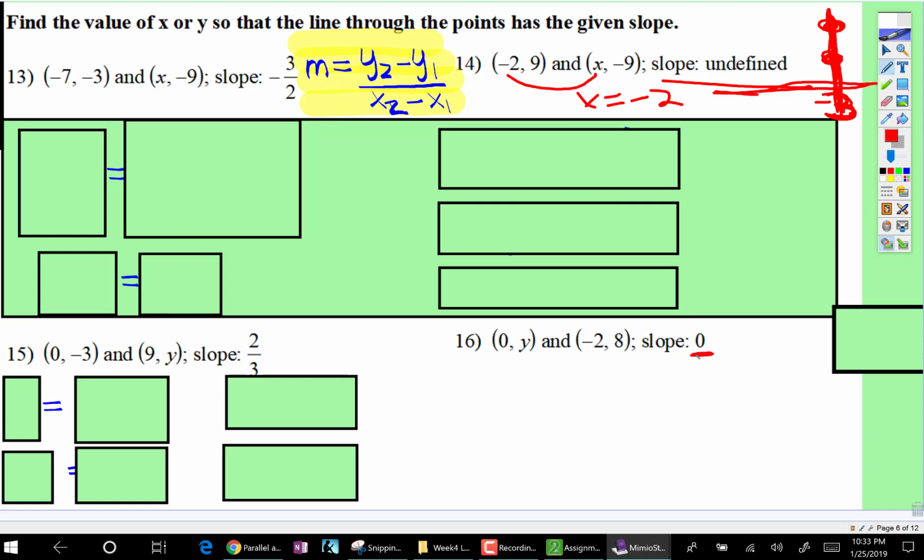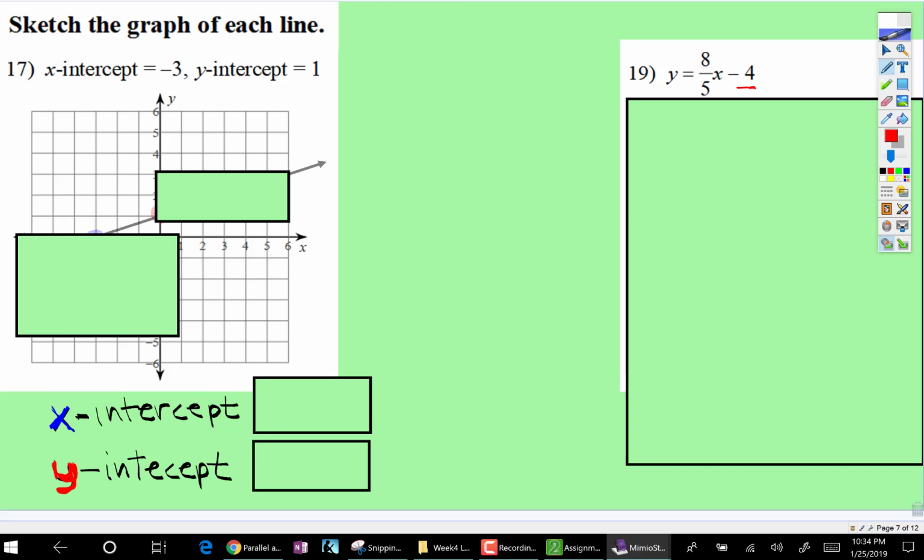And if we ever have a slope that says 0, remember what we had when we had 0 slope? Whatever the height was, that y value and that y value is the same, because we didn't go up or down, we just went over to the right. So this y value and this y value will be the same. All right, let's go ahead and move on.